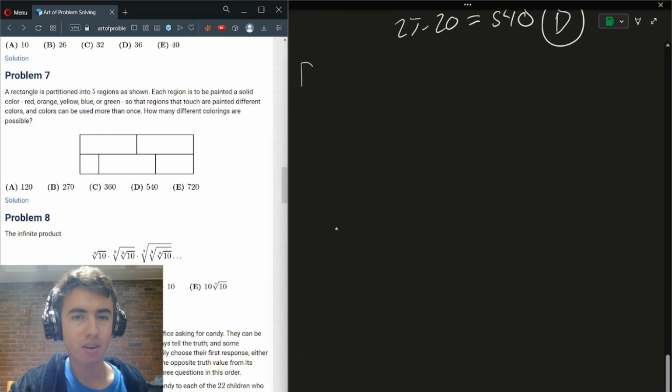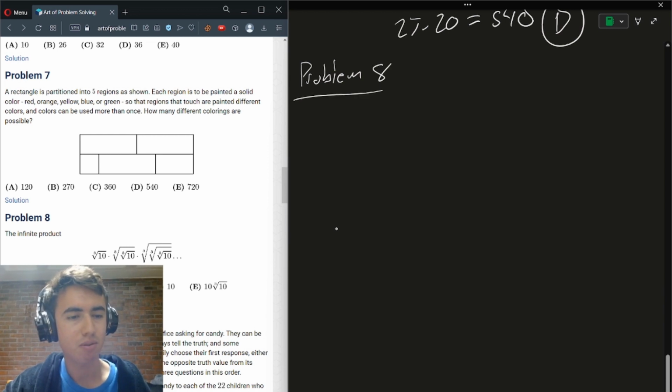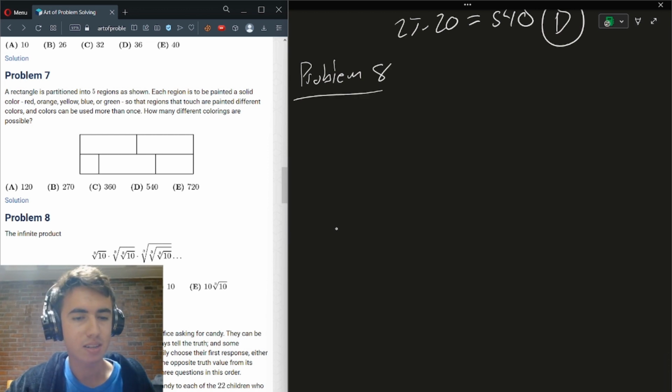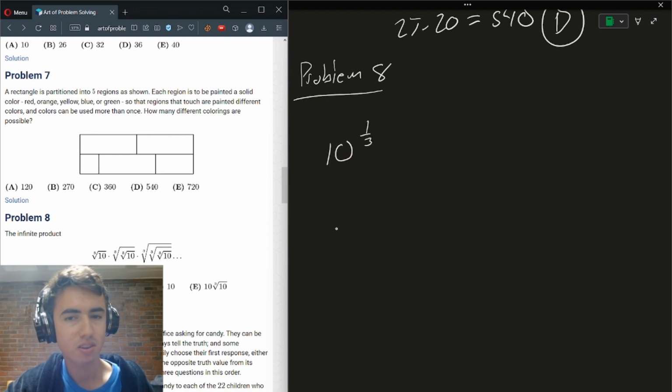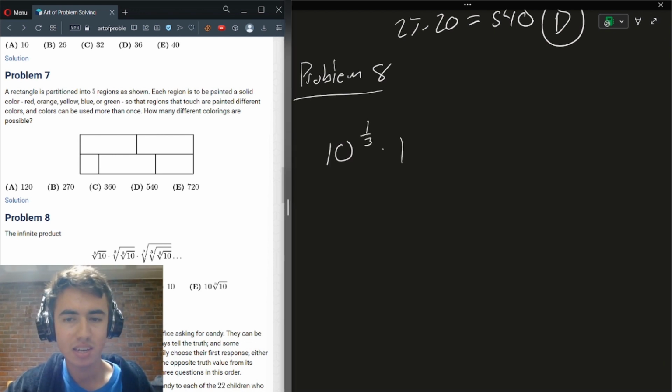But now onto problem 8, where we're given some random expression filled with a lot of cube roots, and we want to evaluate it. For these type of problems, I think it's good to just rewrite it as exponents. Exponents are in general just easier to think about than the cube roots. So let's write it like that. 10 to the 1/3, right? So 1/3 is of course the same as cube root, times 10 to the 1/3 to the 1/3 times dot dot dot.